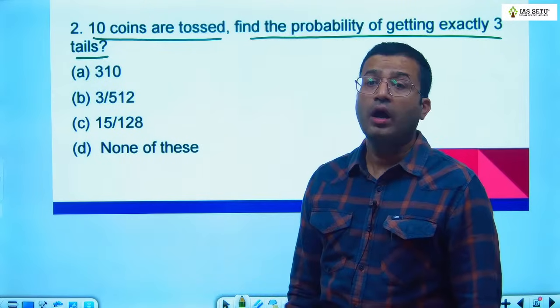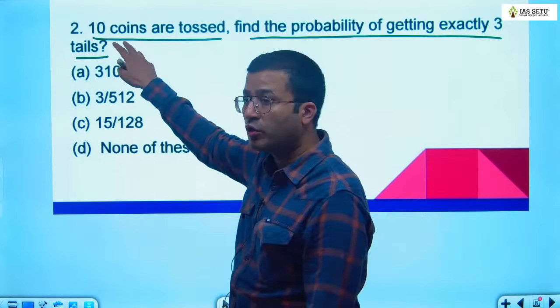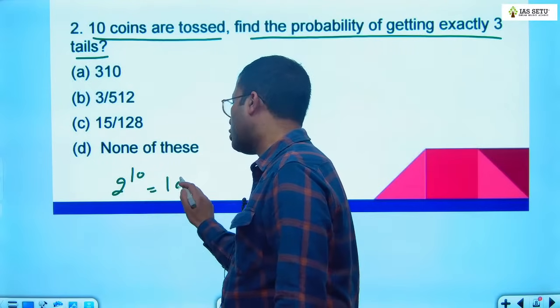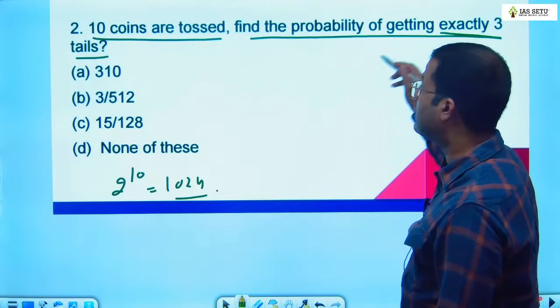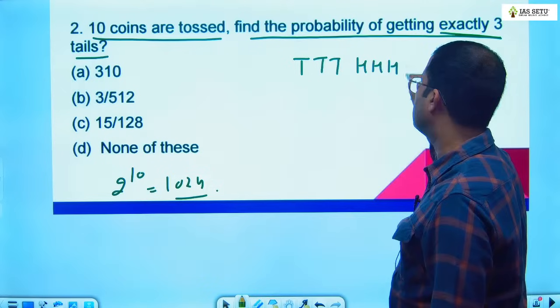Number of coins used tells you the total number of ways. If these are 10 coins, the total number of ways will be 2 to the power 10, that is 1024. Then here 3 tails: tail, tail, tail. So here we have 7 heads.